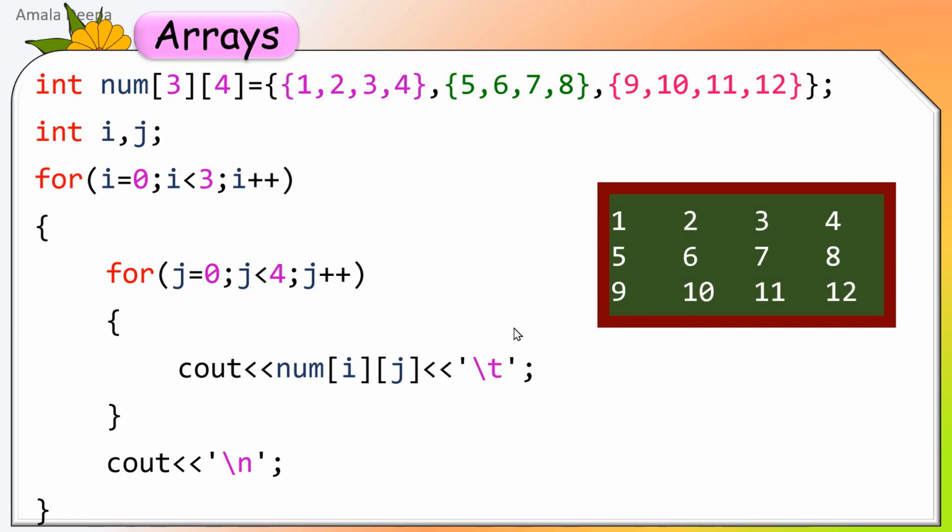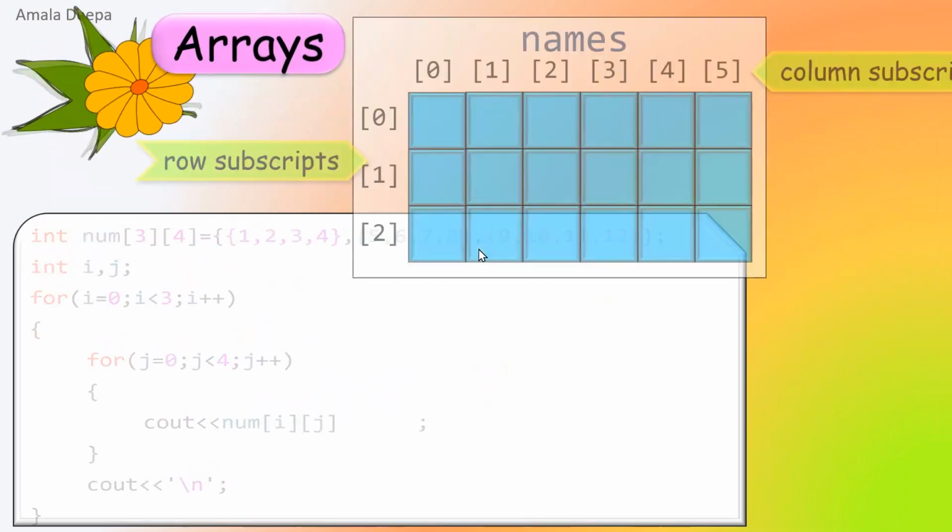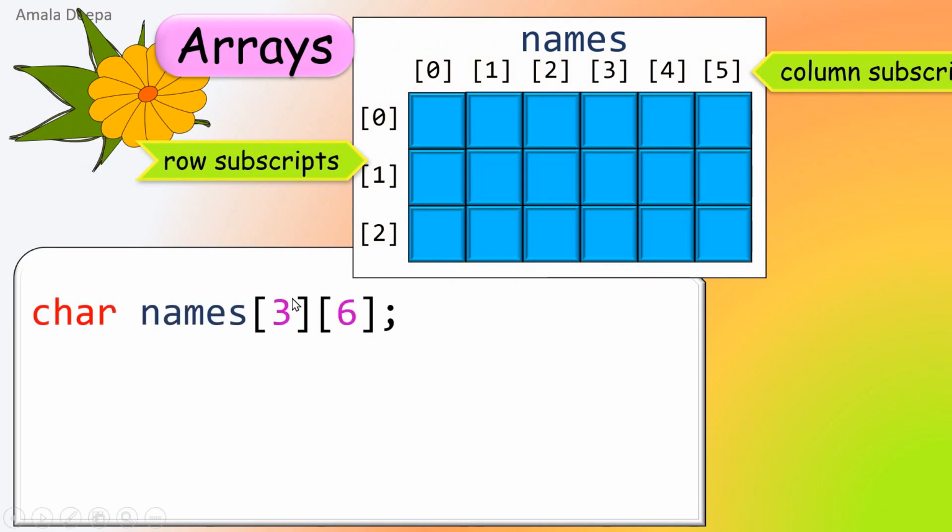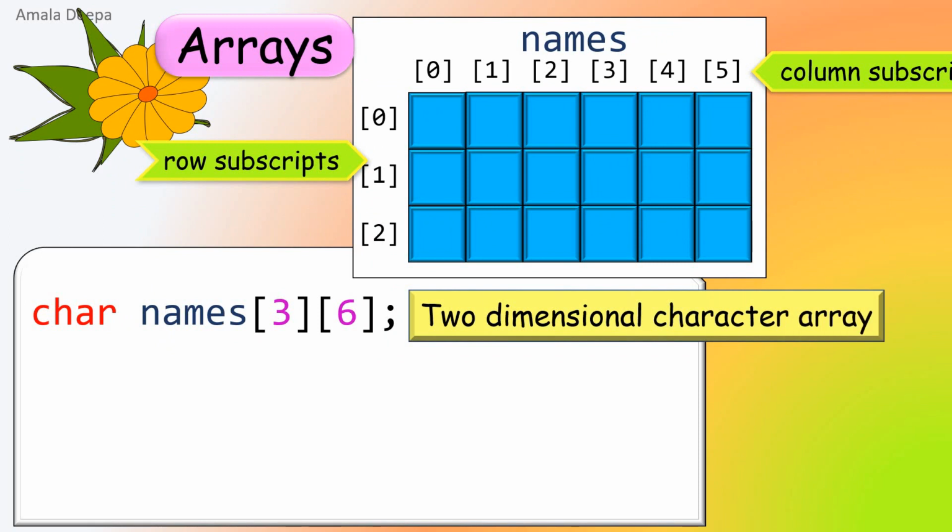But remember that with cin, you cannot use escape sequences. Next, I will give you an example of a two-dimensional character array. char names[3][6]. Names is a character array of 3 rows and 6 columns. This is a two-dimensional character array.